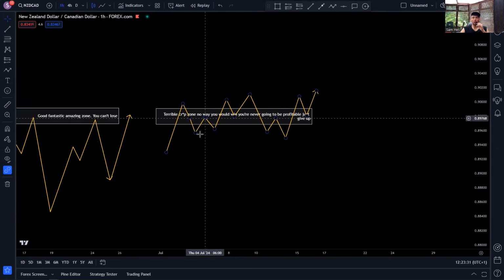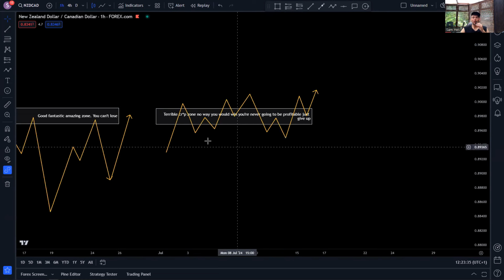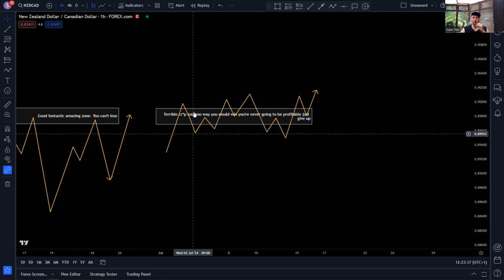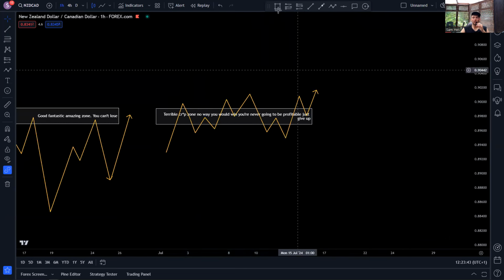Now here, this zone on the right, this terrible zone, no way you're ever going to win or be profitable. You should just give up. And this is because, yes, when price has hit this zone, you can see here it has reacted, but it's just not obvious. Is the zone here in the middle?